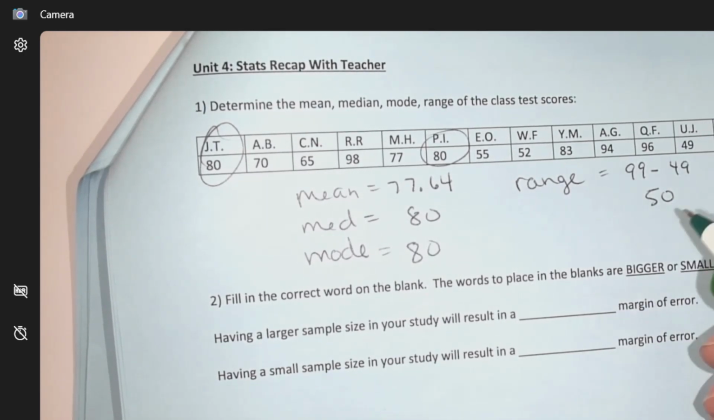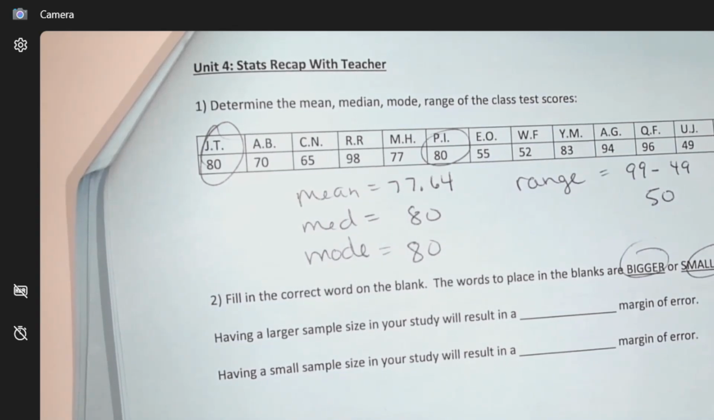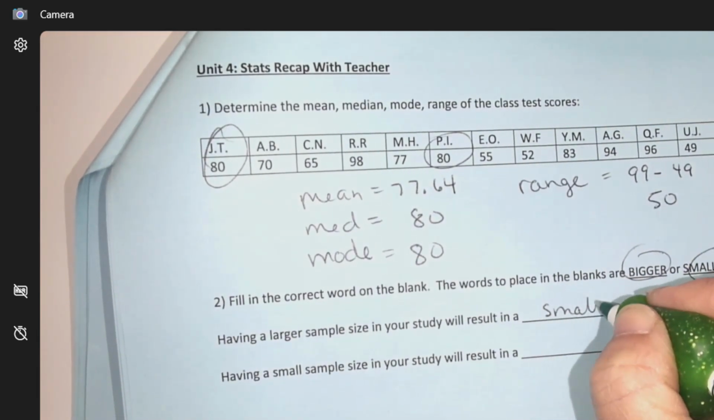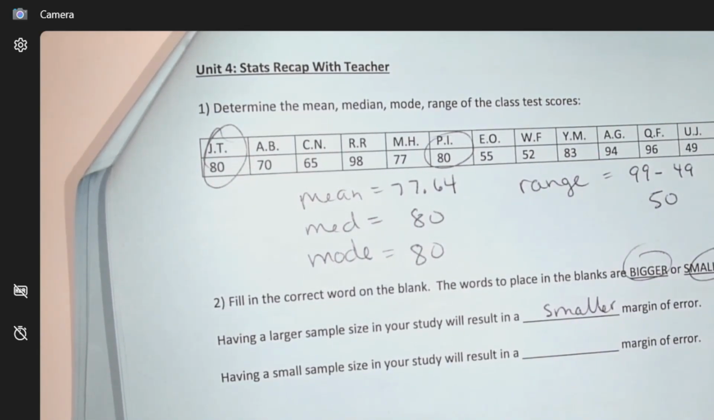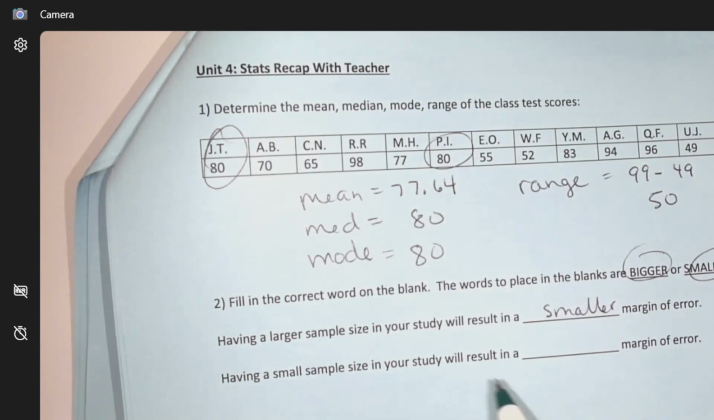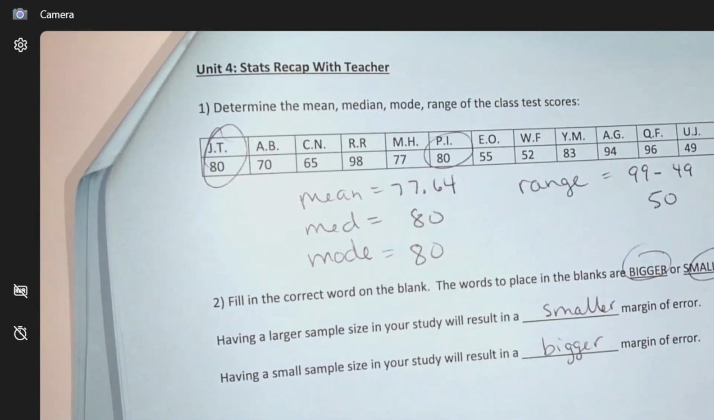Okay, fill in these words. So you're either going to put bigger or smaller on these blanks. So if you have a very large sample size of data, then you are going to have a smaller margin of error. The more data that you collect, the better it's going to be. And then if you have a small sample size, you are going to have a bigger amount of error.